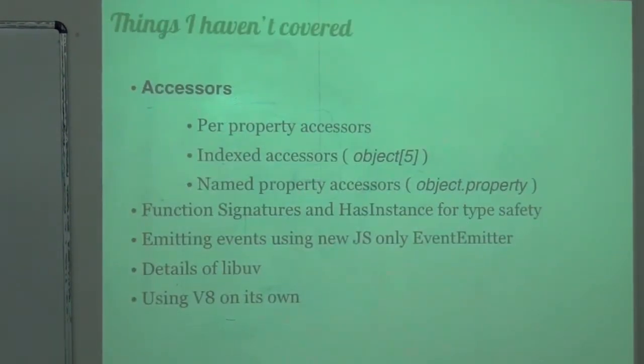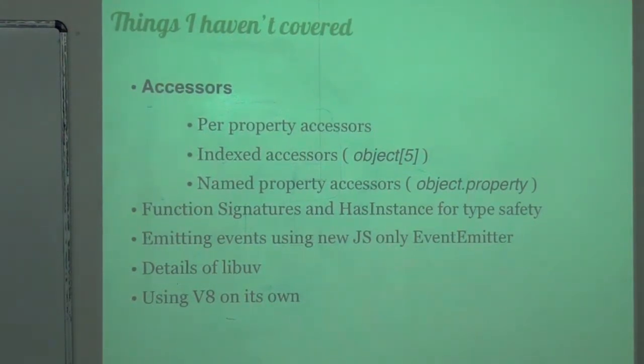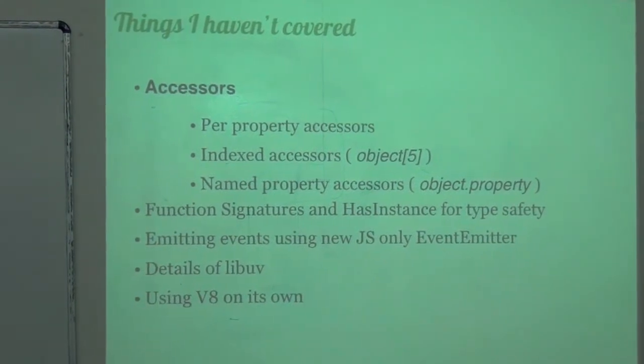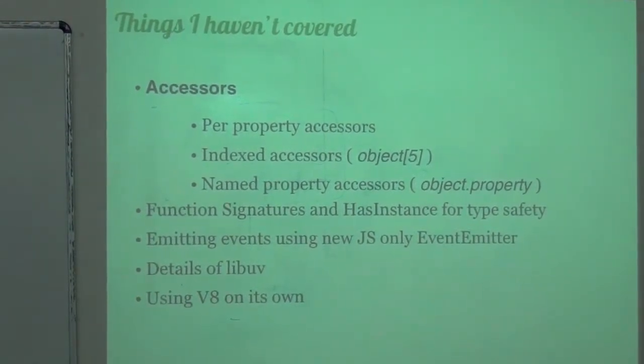I covered this. There are a couple of things I didn't cover, which V8 provides, especially accessors. Every time a certain variable is set, you can have a callback get triggered and so on, right? Function signatures, again, I didn't do it because we didn't have time, but details of libEV and using V8 on its own. What I mean by that is, if you wanted to use V8 in another application not related to Node, just as a scripting language for JavaScript, how do you do that? It's not much different from Node. You just create a context and so on, but most of the concepts are the same, right?